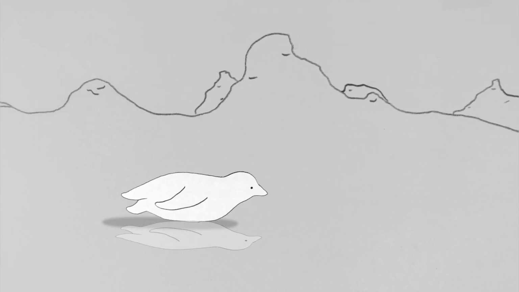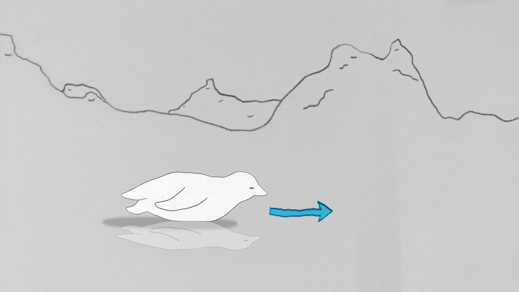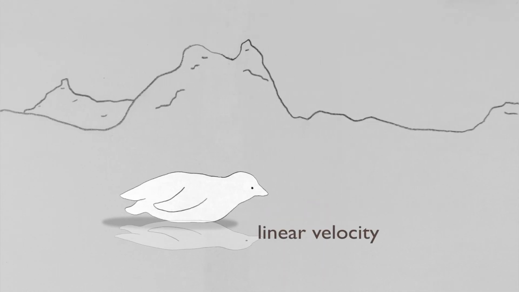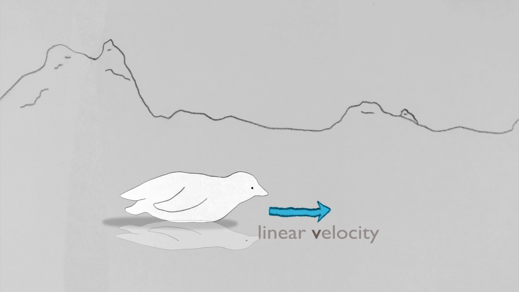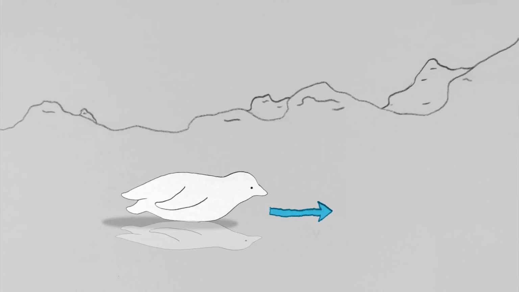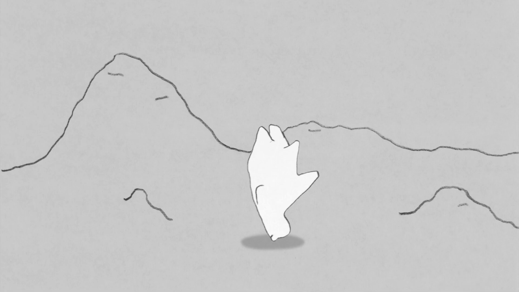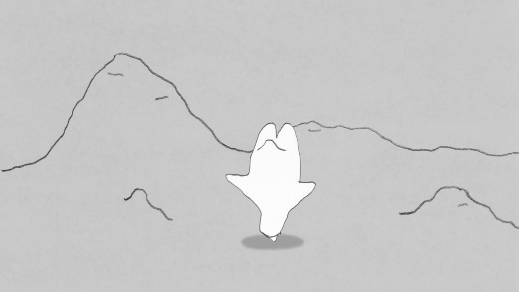An object moving in a line has a speed and direction of travel, together known as a linear velocity. In the absence of an external force, it maintains its velocity forever, like this penguin sliding on frictionless ice. On the other hand, if we spin our penguin, it has no linear velocity, but it is still moving. This motion can be described by an angular velocity.